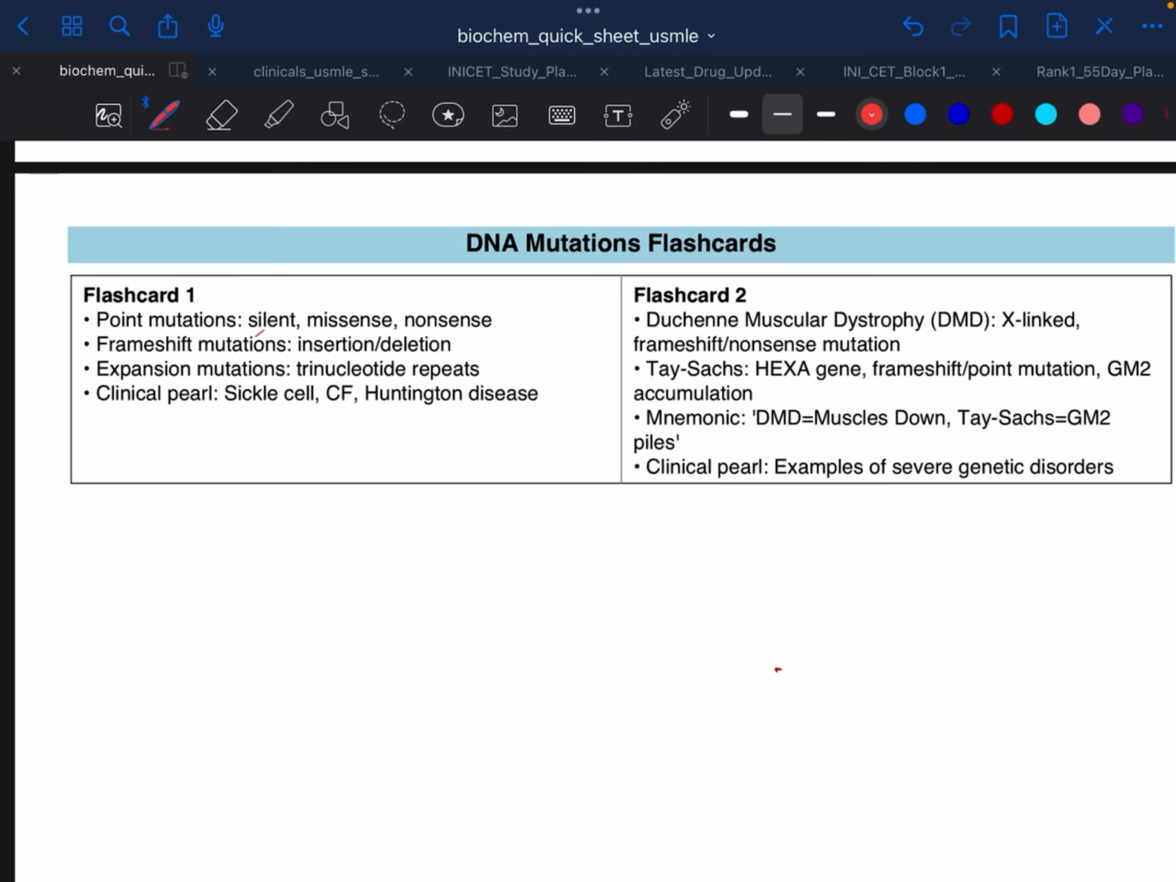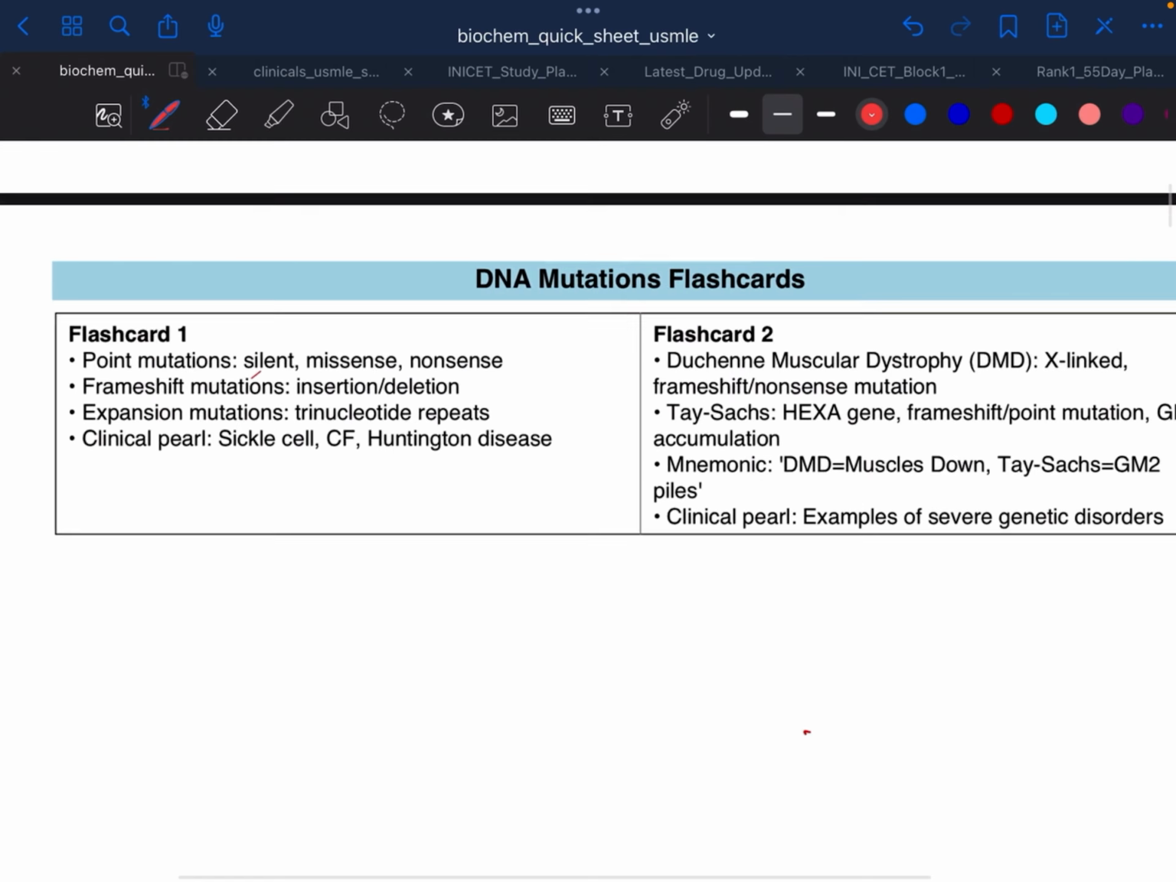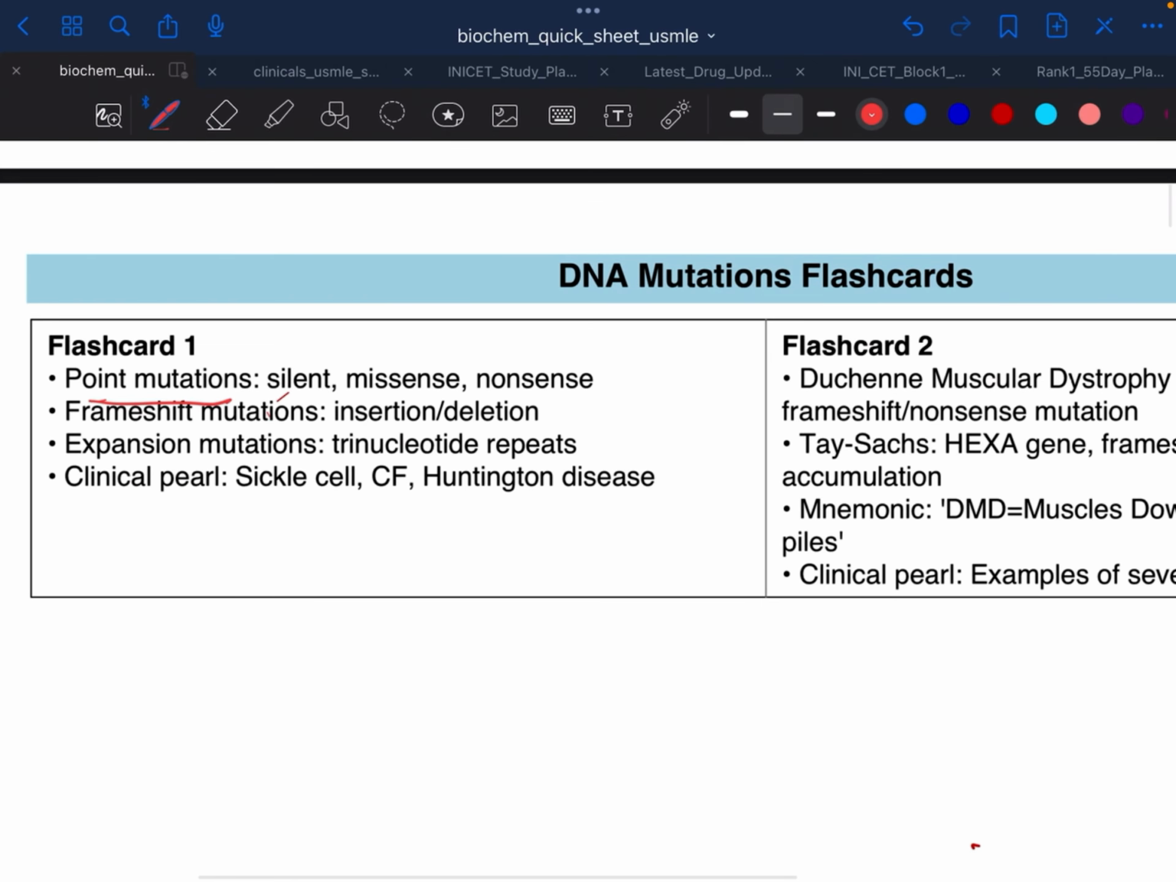So this is the whole crux of DNA replication and mutation. We have to learn the most clinical things. If you forget any steps, it's okay, but you must not forget any step which is leading to a disease. Point mutations are like silent, missense, nonsense.